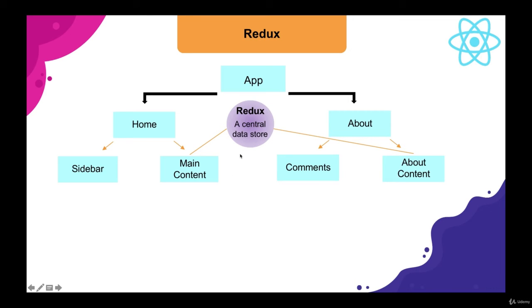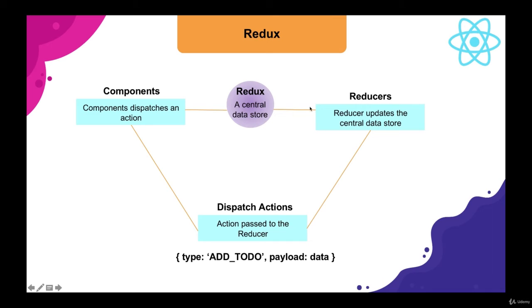Okay, so let's quickly look at how it all fits together. First of all, we define a central store with Redux, and that's where our data is going to be kept, in that central state.